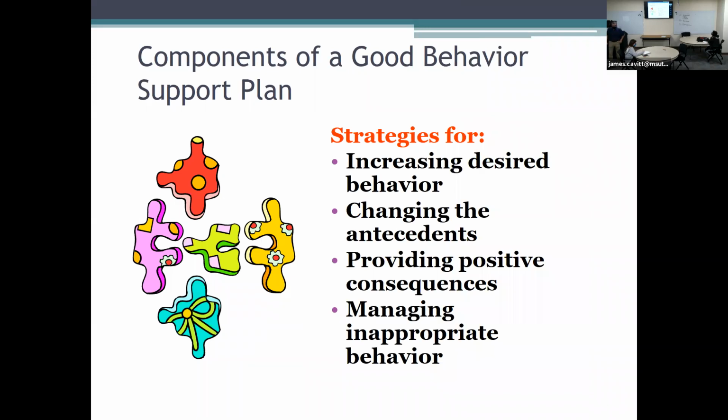Here's the components of a good behavior plan that anybody can implement. It needs to increase the behavior that you're wanting to see, the replacement behavior. You might need to change the antecedents. You might need to think about what consequences are being given and manage the inappropriate behavior. So that's what you look for in a good plan. And it's simple. You as teachers in the general ed classroom can do this easily. You don't have to have a behavior specialist to do it. So it's really important.